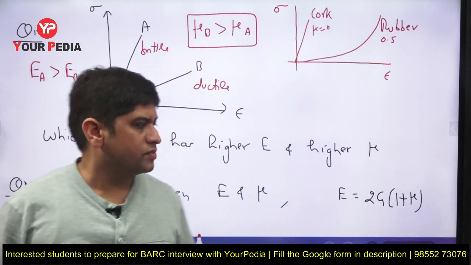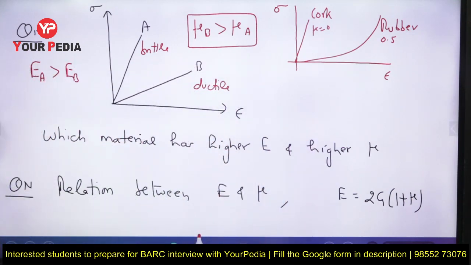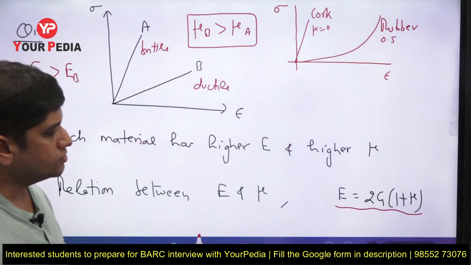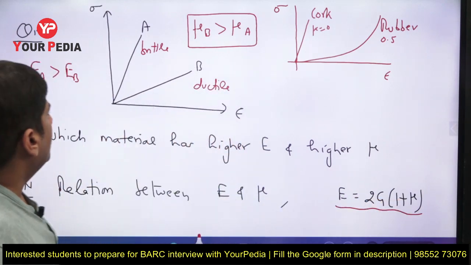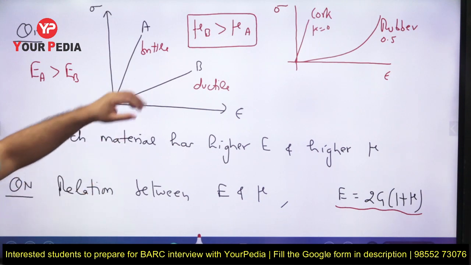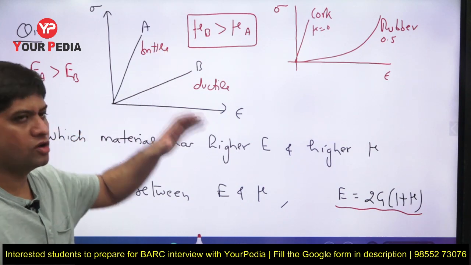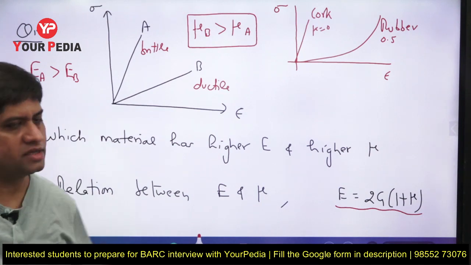Now tell me one thing, if mu is more, is E more or not, and if mu is less, is E less or not? So from this graph it looks like as the value of mu increases, E should also increase, right or not? In case of B, the value of mu is more, hence modulus of elasticity of B should be more, but it is not looking like that. So why do you think it is happening?